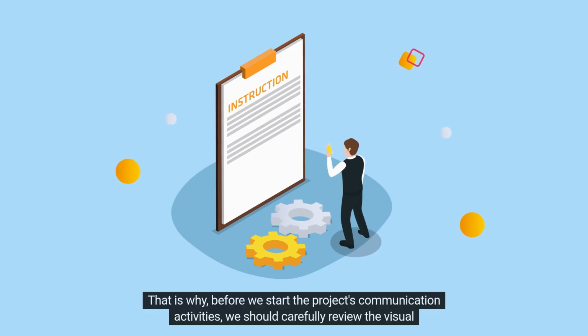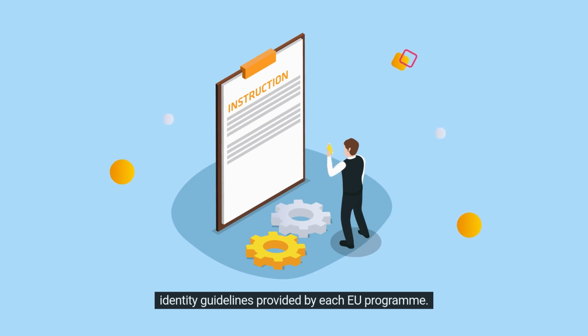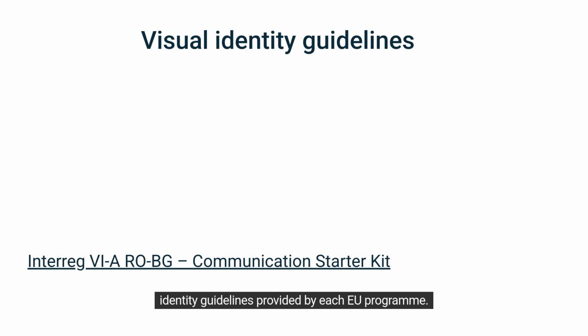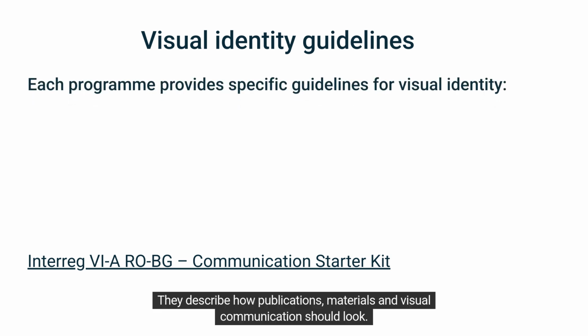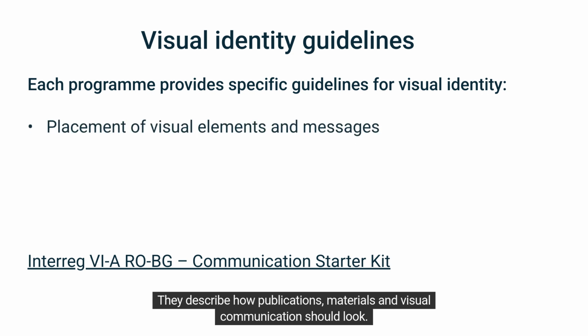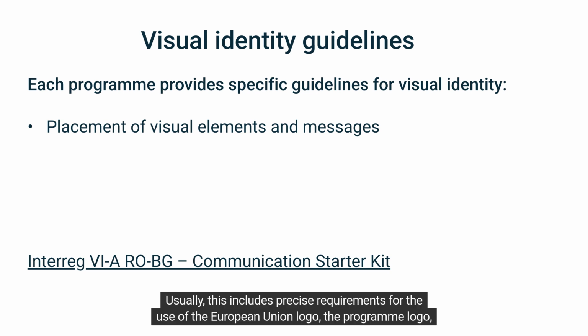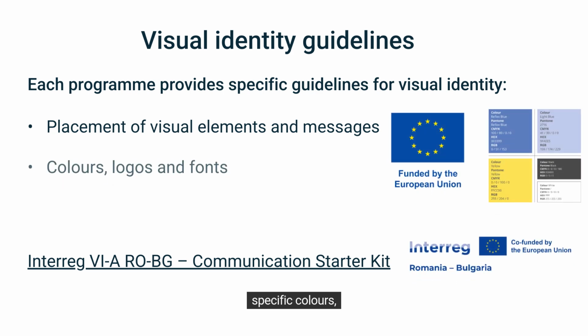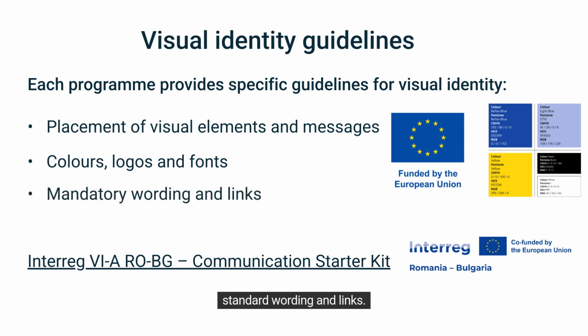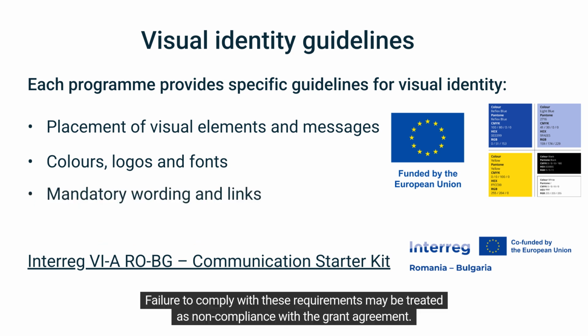That is why, before we start the project's communication activities, we should carefully review the visual identity guidelines provided by each EU program. They describe how publications, materials, and visual communication should look. Usually, this includes precise requirements for the use of the European Union logo, the program logo, specific colors, fonts, standard wording, and links. Failure to comply with these requirements may be treated as non-compliance with the grant agreement.